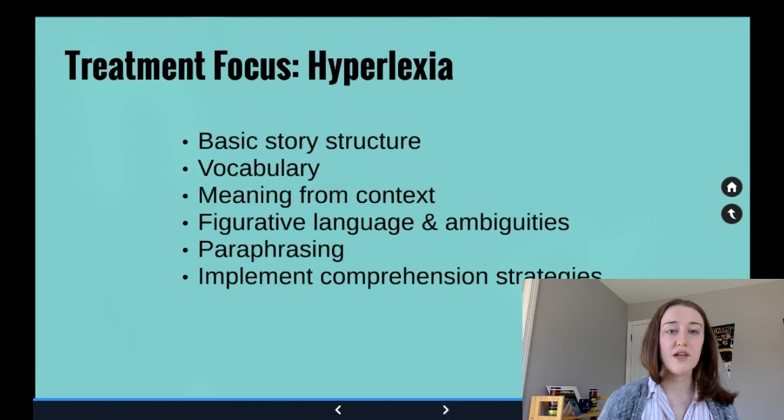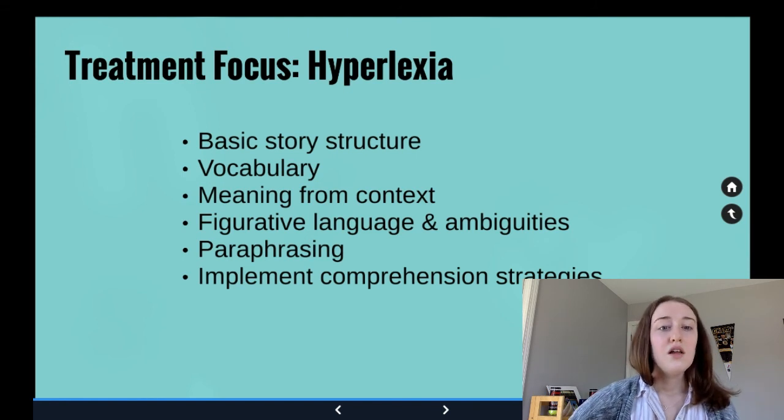So for hyperlexia, they want to focus obviously on the comprehension side of things. So they will use knowledge of the basic story structure and story components, and figure out what their vocabulary knowledge is, which would include multiple meaning words and synonyms and antonyms. So they'll also go through understanding meaning from context, figurative language and ambiguities. So that would be words with multiple meanings that can be used in different ways in different contexts.